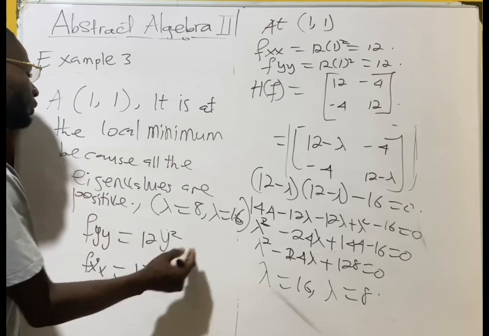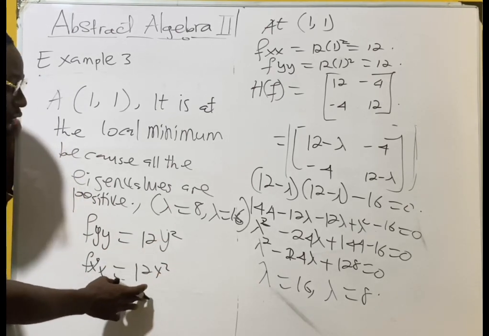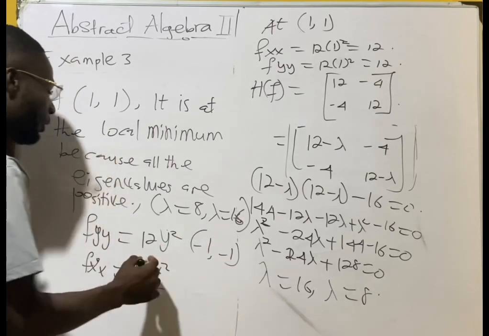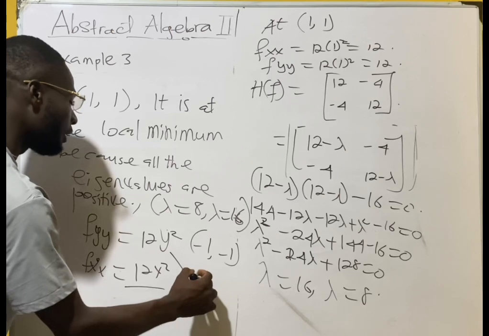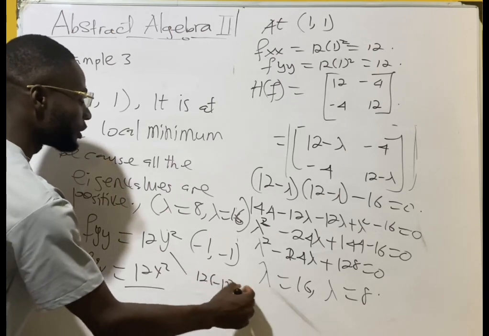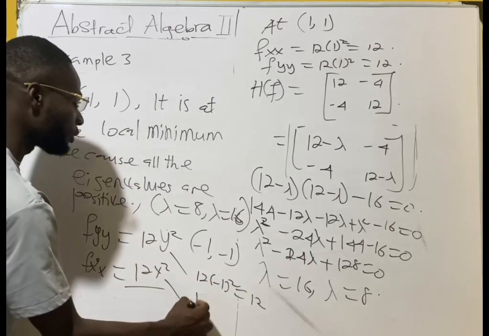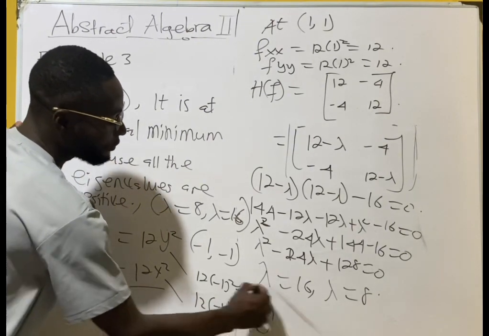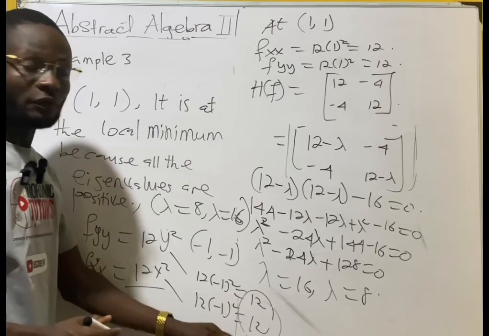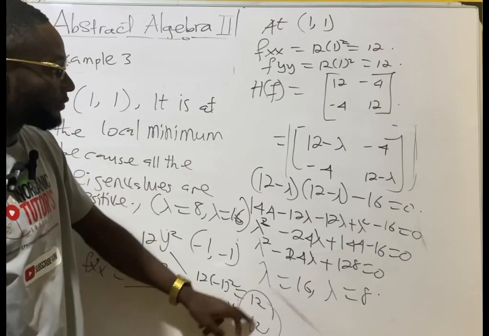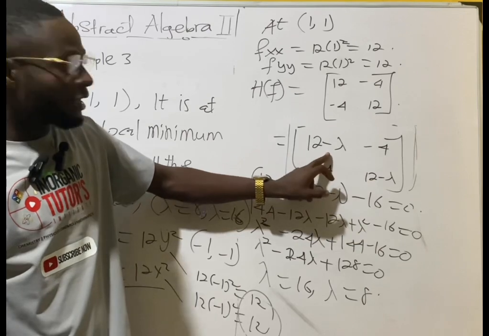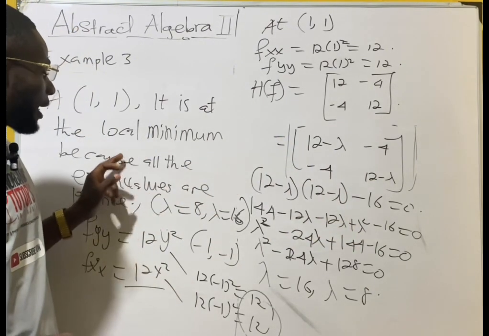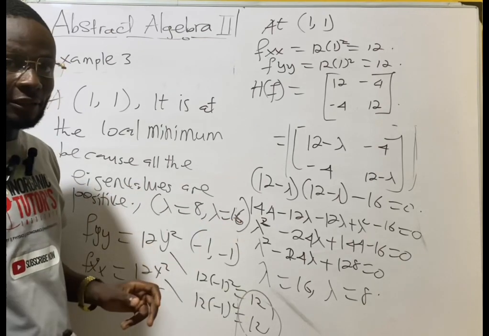Yeah, 12y squared and 12x squared, right? So this means that at (-1, -1), we are going to have what? 12 into -1 squared, which is 12. And this is what? 12 into -1 squared, which is 12, right? They are all positive. So since they are all positive, it's not going to change the eigenvalues. They are all going to be what? 8 and 16 again, right?